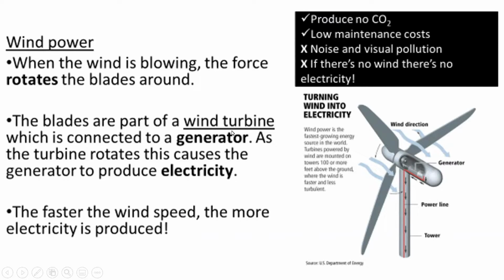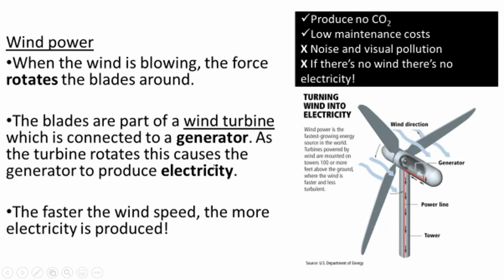So the blades of a wind turbine connect to another generator. That word again, generator. I'm going to devote some slides to that a little bit later on. As the turbine rotates, this causes the generator to produce electricity. So all of these technologies, in the end, turn a turbine to produce electricity, or a generator. The generator is the whole thing, and one part of it is called the turbine.